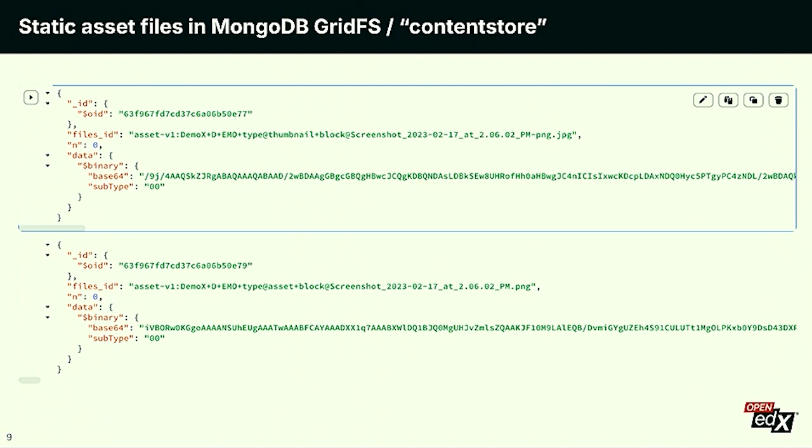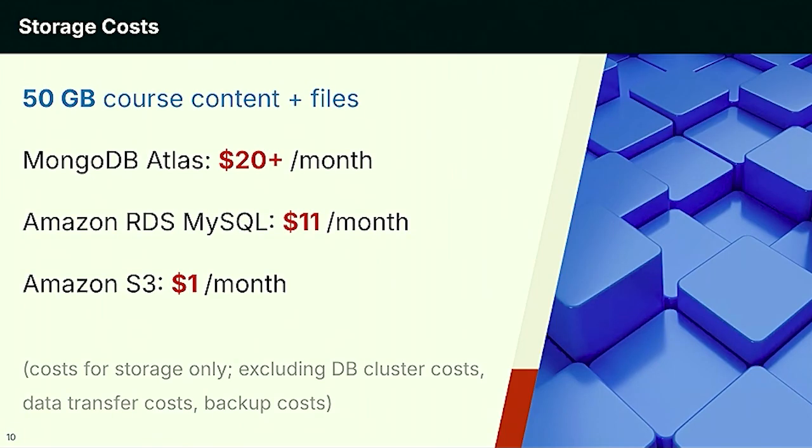Just a couple more things. When you upload a file today in OpenedX using the Files and Uploads page in Studio, it gets broken into these little chunks, these tiny little 256 kilobyte documents that you see here, and stored in MongoDB. And that's not only an inefficient way to do things, it's also a pretty expensive way to do things.